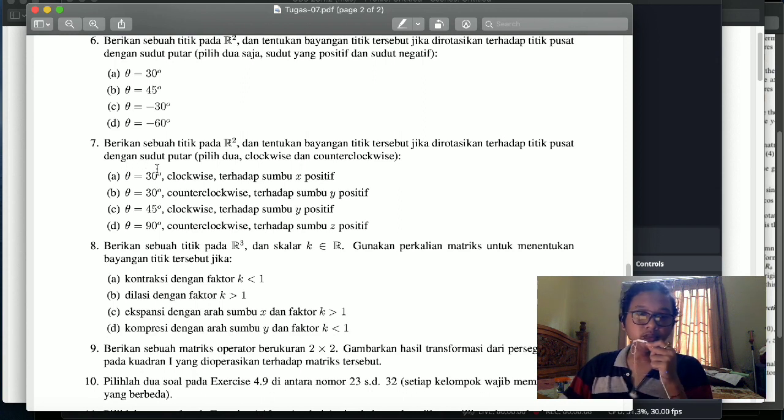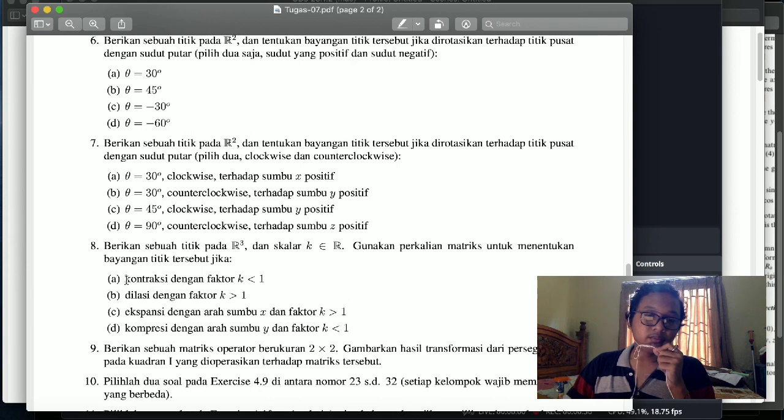And in this video, I will explain my answer in the linear algebra 7 assignment. First, number 8, part A. Give a point in three-dimensional vector space with scalar k, which is an element of R, and use matrix multiplication to determine the shadow of that point.